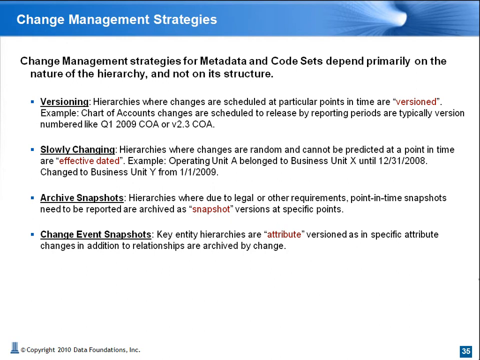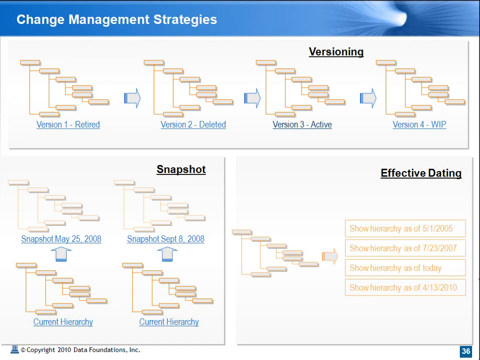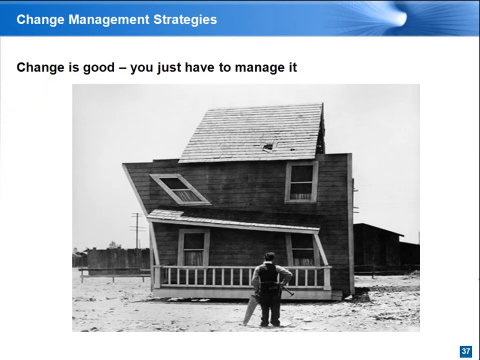Here, key entity hierarchies are attribute versioned as in specific attribute changes, in addition to relationship, are archived by change. Note the examples here for versioning, snapshot, and effective dating. So, change is good. You just have to manage it.